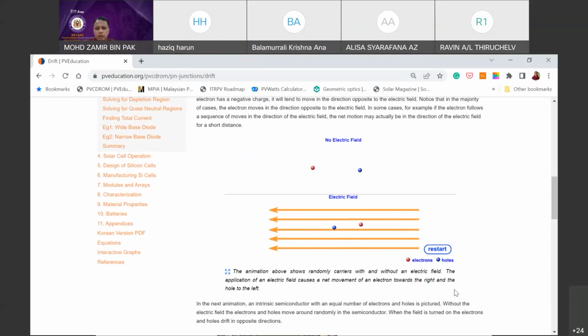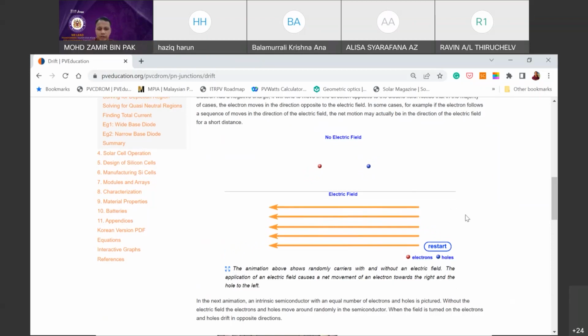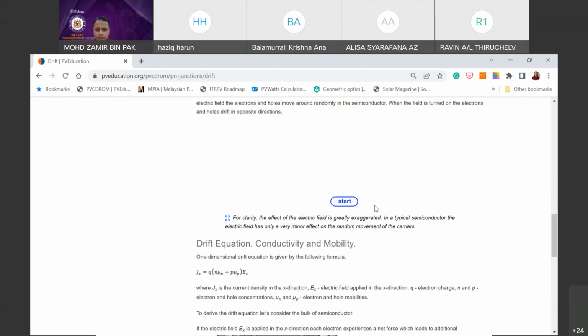Look at the blue particle, holes, is going to the left, which is the direction of electric field, and electrons, the red particle, going to the right, opposite of the electric field. Okay. So still moving about, but eventually the net is into one specific direction. Okay. So that's the whole point.